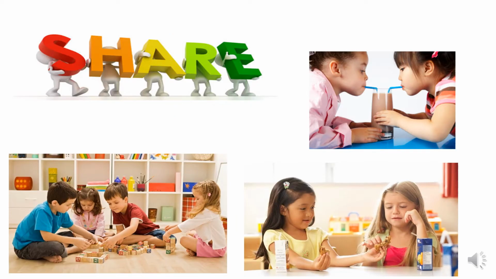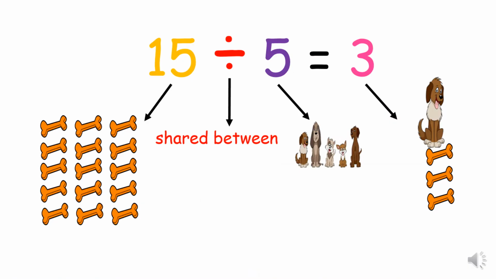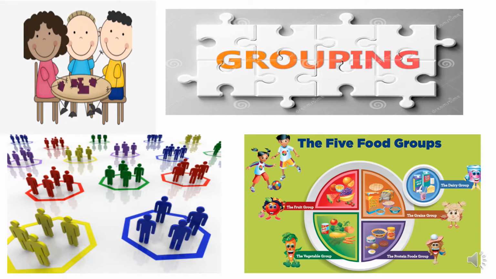When we divide by sharing, we give our objects one by one until they are all gone and everyone has the same amount. When we divide by grouping, we do it slightly differently. We have our amount already out and we put the amount into groups, and each group needs to have the same amount as the other groups. And we do this until all of the objects have been grouped.